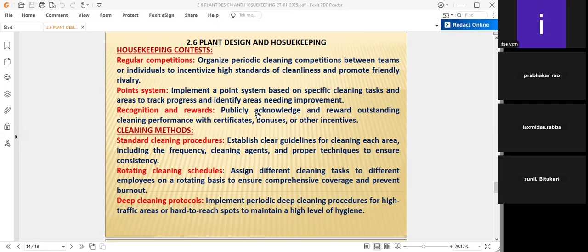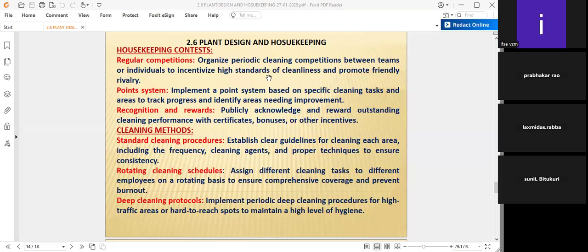January 26th, we have to conduct a meeting in the organization, or March 4th we have to call the family members of employees, and publicly acknowledge and reward outstanding cleaning performance with certificates, bonuses, and other incentives. This comes under recognition and rewards. These are the housekeeping contests that will be encouraged.